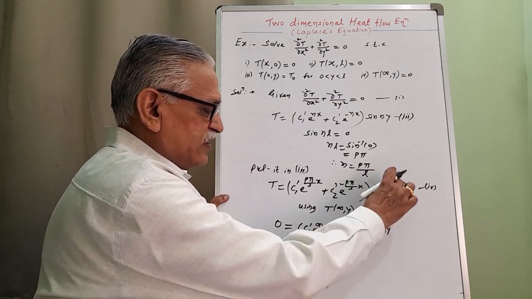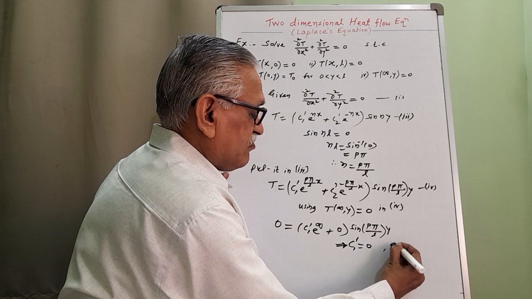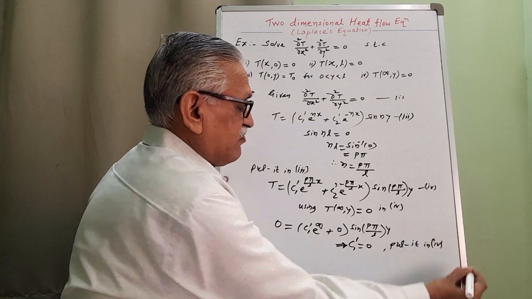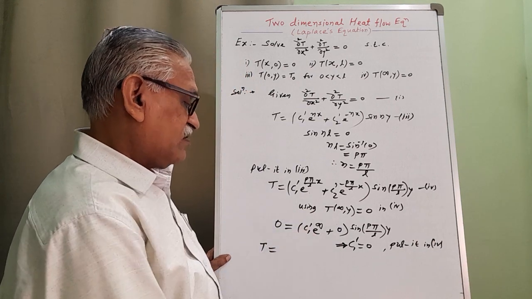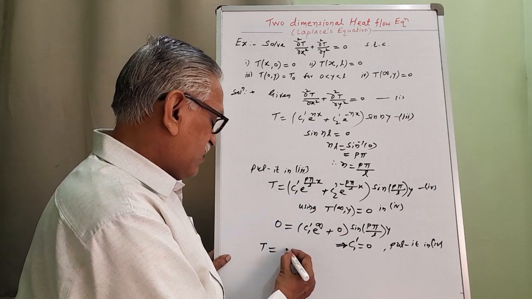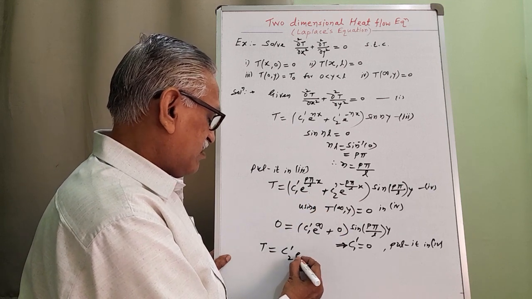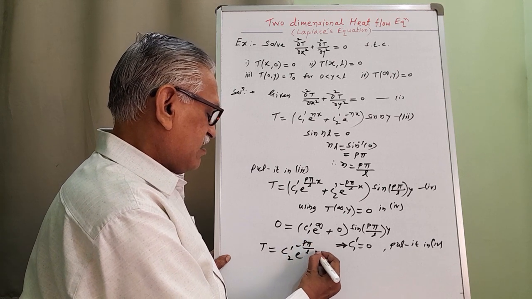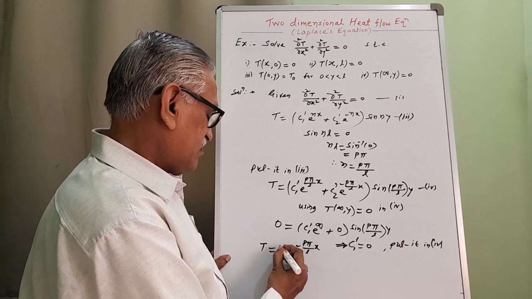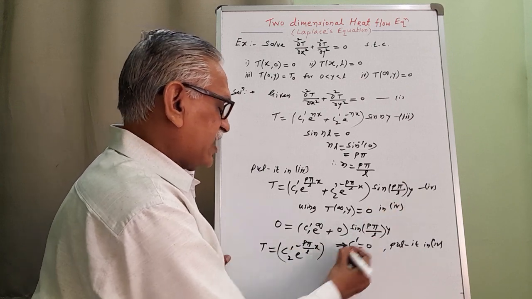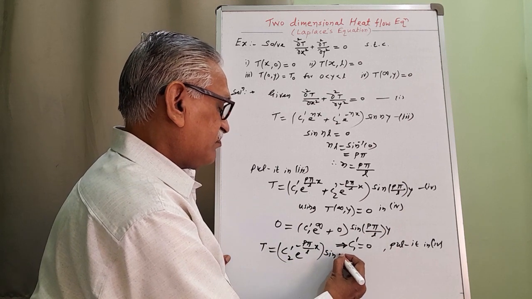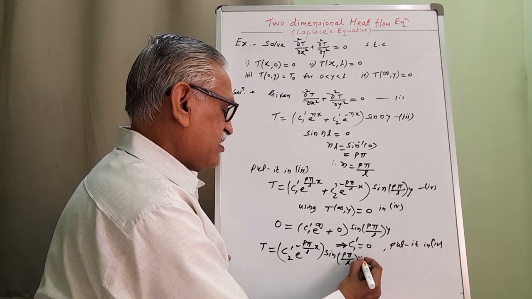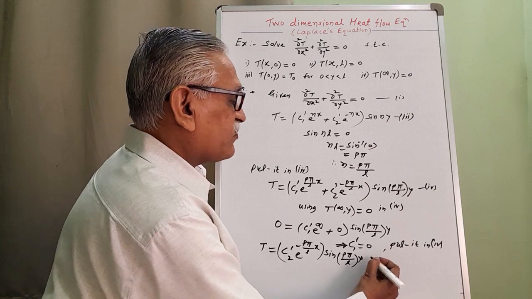and therefore substituting that value in equation 4, c1' is 0, therefore this term becomes 0. We have c2' e raised to minus p pi divided by L into x multiplied by sine of p pi by L times y. We call this equation number 5.